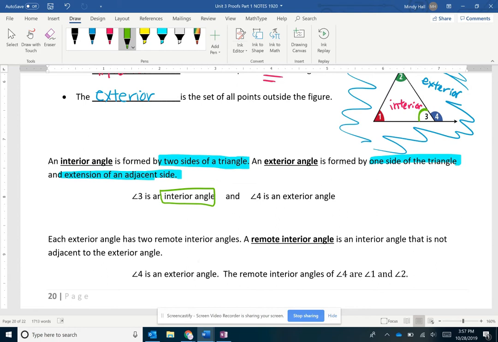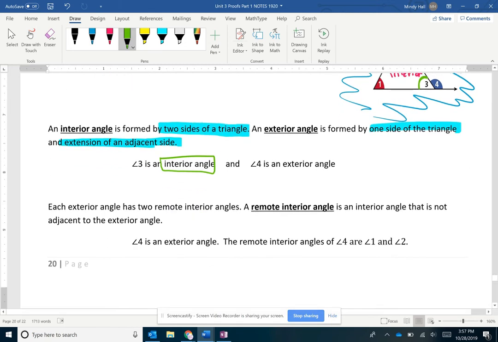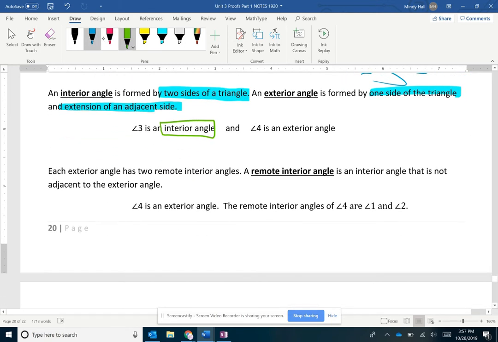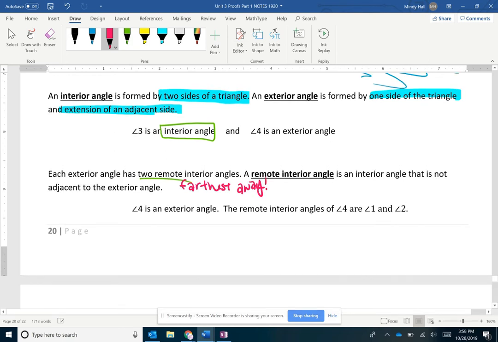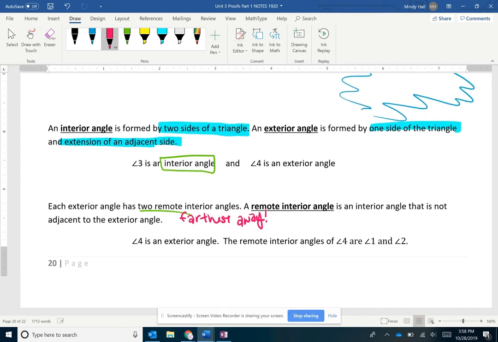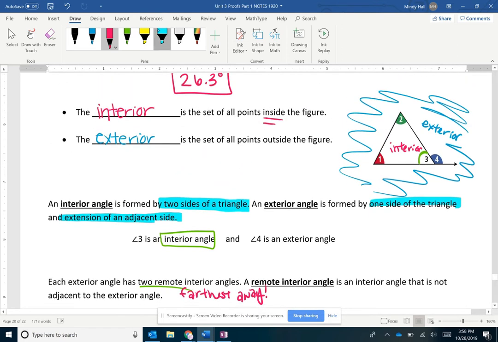So each exterior angle has two remote interior angles, and the remote interior angles are the ones that are the farthest away from it. So they are also just not the ones touching it. If angle 4 is an exterior angle, the remote interior angles of angle 4 are angles 1 and 2. Notice they are the ones that do not touch the angle at all.